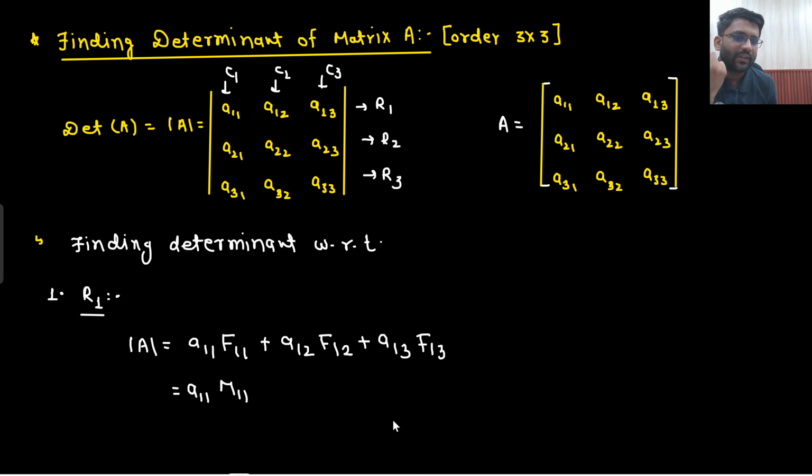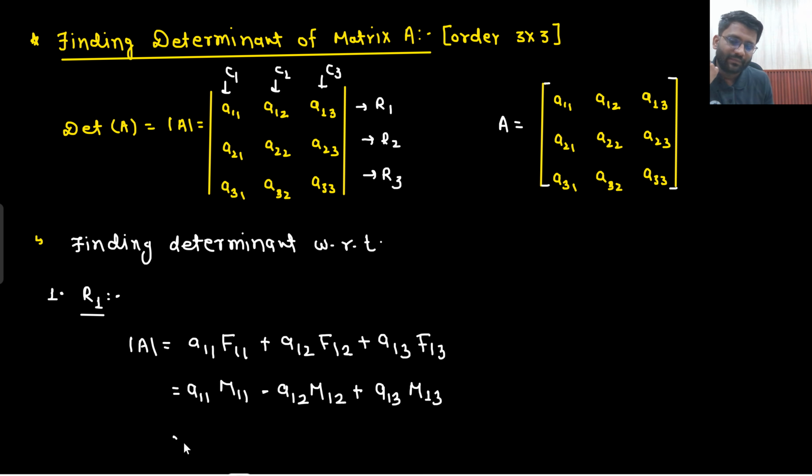Because 1 plus 1 is 2, which is an even number, so the same sign I will be getting. Here what I am writing now, A12 cofactor of A12 will be equal to the minor of A12 but with the negative sign. Why is that so? Because 1 plus 2 is odd. Plus A13 M13, because 1 plus 3 is 4, so cofactor and minor both are the same.